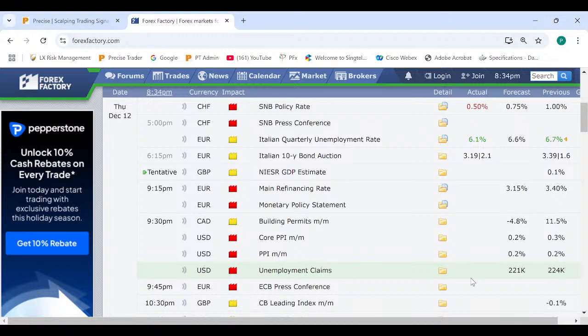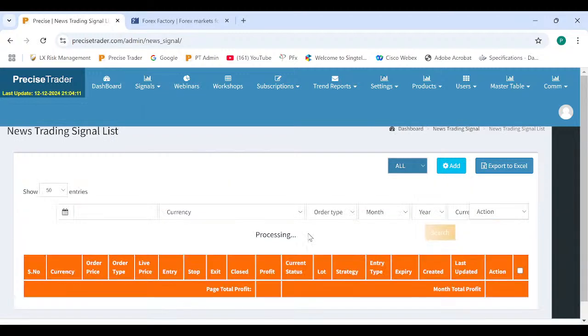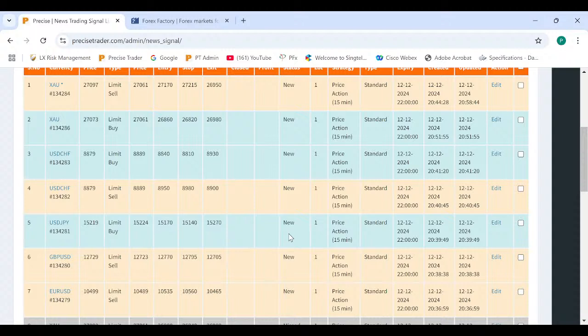Okay, let's move on to the signals. Let me just take a minute. Here we are trying to sell the euro dollar, because the market is expecting a cut, and if they respond as expected, then we are expecting the euro to weaken further towards 1.0465. And if 465 breaks, then we may see the price moving lower.